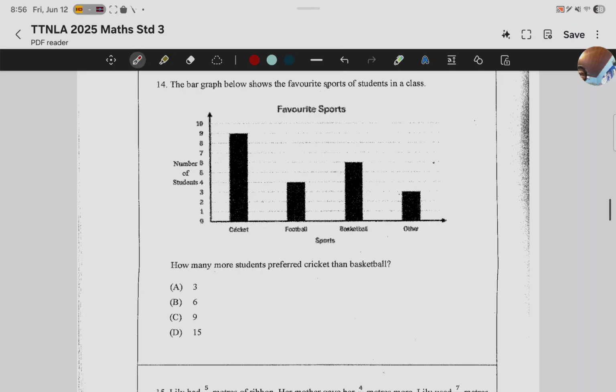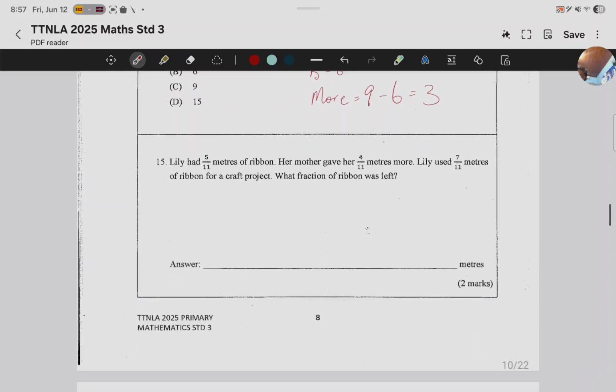The bar graph below shows the favorite sports of students in a class. How many more students prefer cricket than basketball? So cricket, we realize, is 9. And basketball is 6. So to find out how much more, it would be 9 take away 6, which is equal to 3. 3 more.